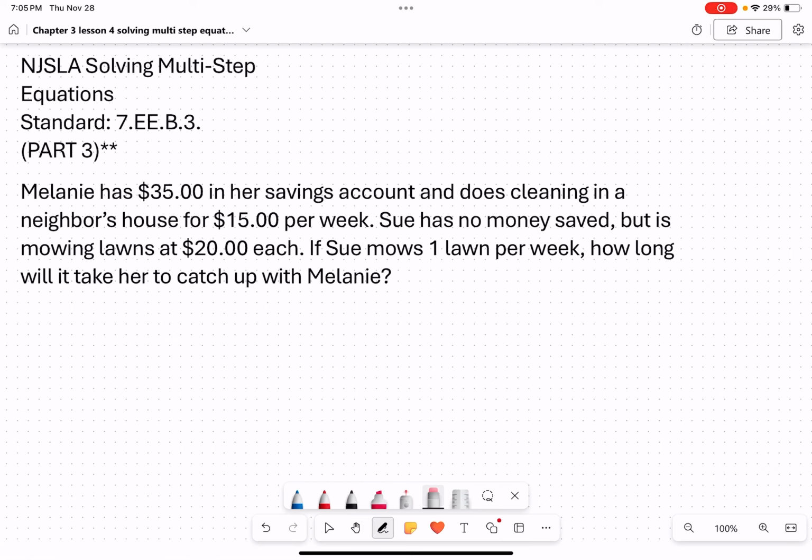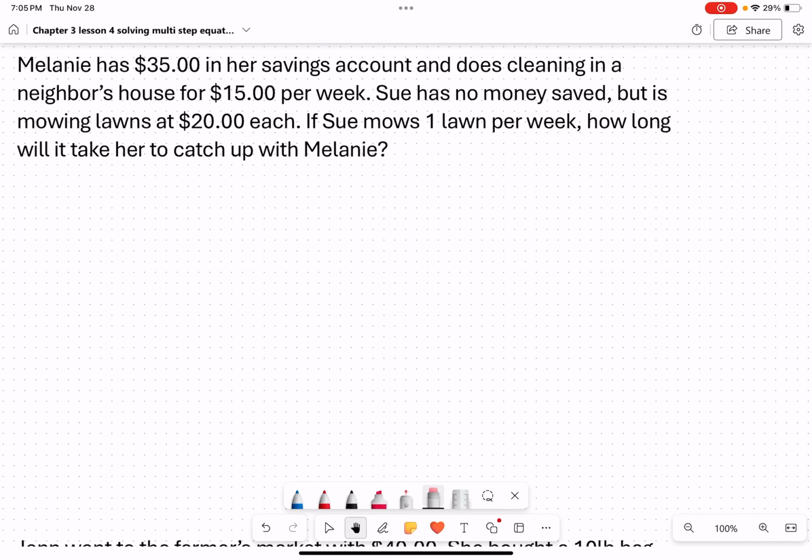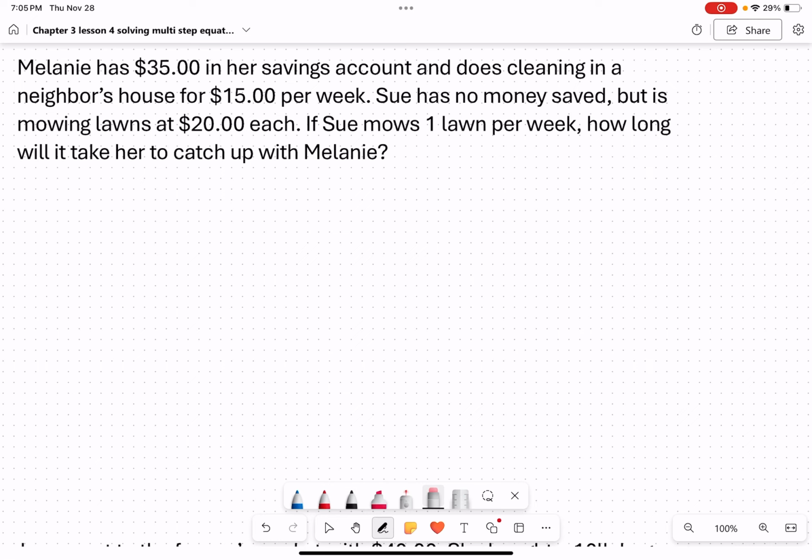In today's video, we are at part 3 of the solving multi-step equations lessons here. So let's take a look at the first example here. Melanie has $35 in her savings account and does cleaning in a neighbor's house for $15 per week. Sue has no money saved, but is mowing lawns at $20 each. If Sue mows one lawn per week, how long will it take her to catch up with Melanie?